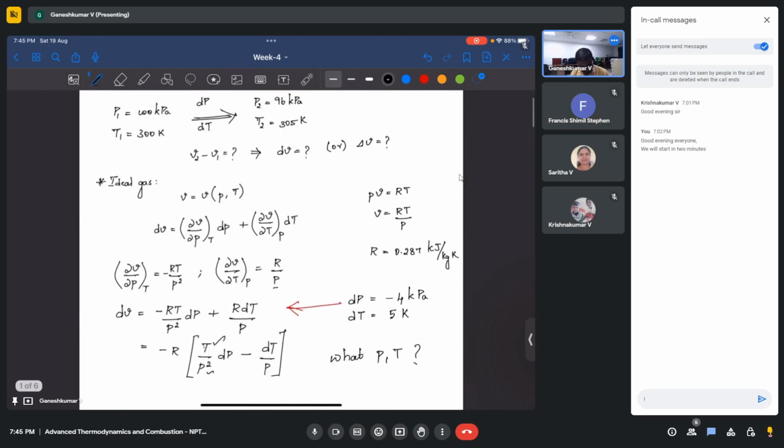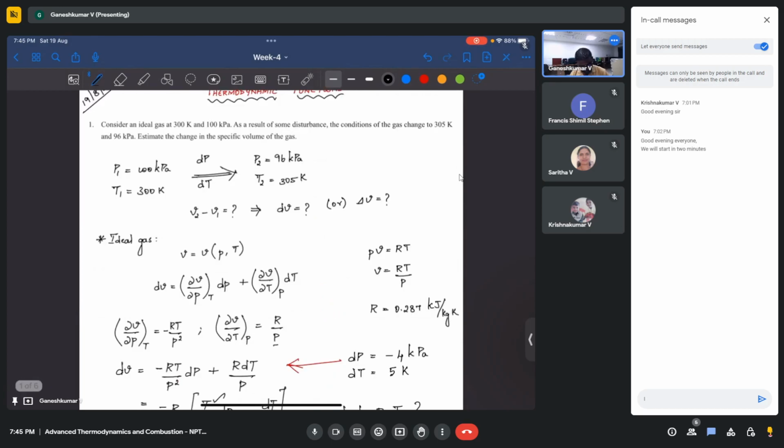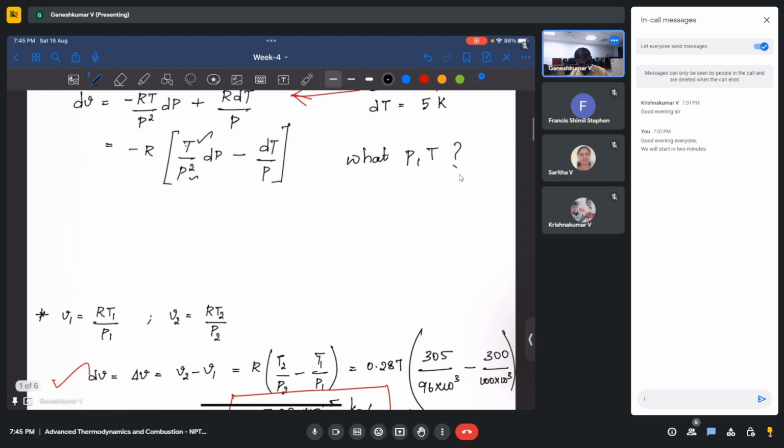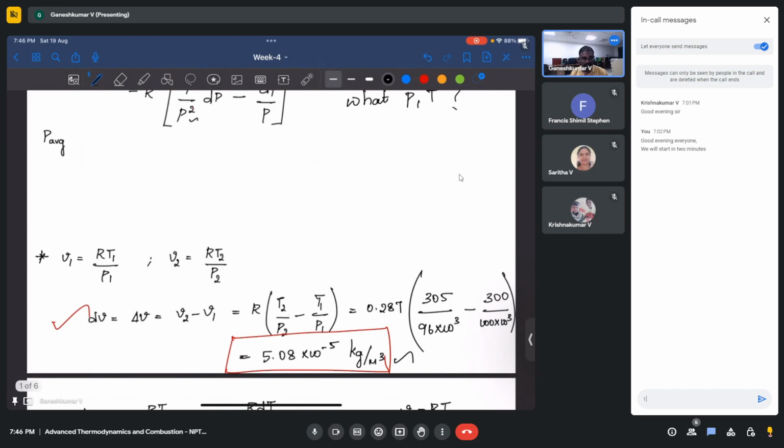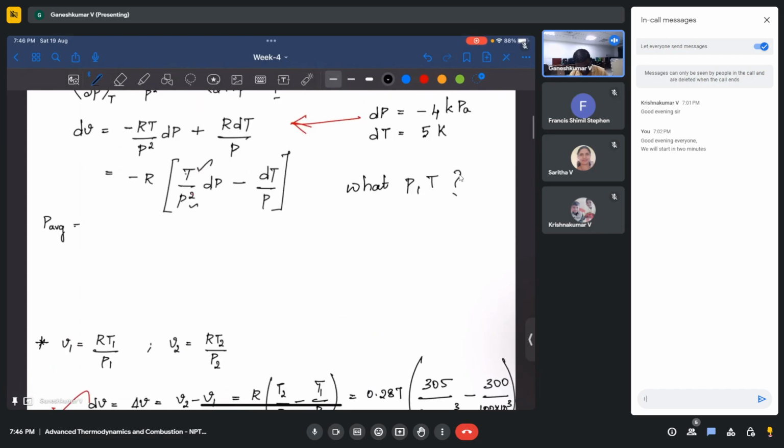So in the process, I am changing pressure from this to this. So ideally, you shouldn't take P1, you shouldn't take P2. Instead, you should take some P average. Since you take P average, this dV becomes an approximate. So you would expect a value close to this, but not exactly this. Let's say P average is 100 kilopascal plus 96 kilopascal divided by 2, which is 98 kilopascal. Similarly, T average is 300 plus 305 divided by 2, which is 302.5 Kelvin.